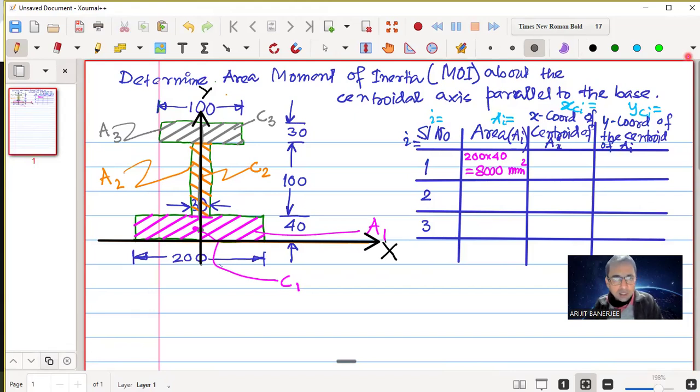So next we will write xci. What is xci for this? xci is 0, right? 0 mm. And what is the y coordinate of the centroid for A1? The y coordinate, for this magenta, it is 40 millimeter wide. So what is the y coordinate of this? It is here. So it will be 20 exactly. So it is 20 mm.